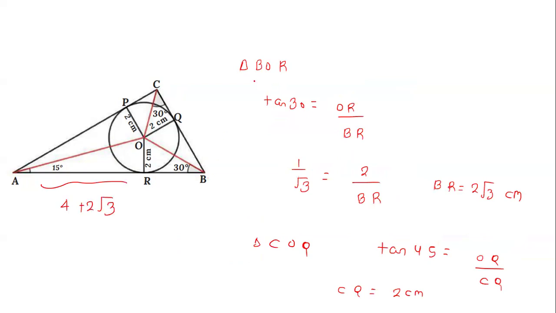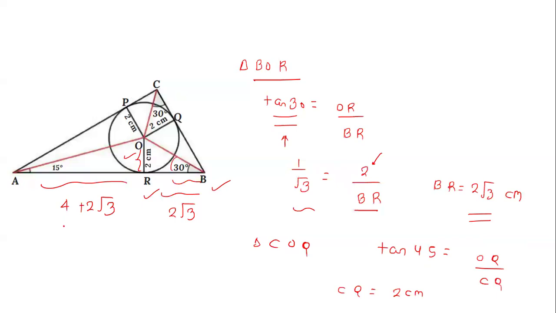Now let's talk about the triangle BOR. This is B, this is O, this is R. We know this angle is 30. So tan 30 is equal to OR divided by BR. We know OR is equal to 2. Tan 30 we know is 1 by root 3. So BR we can find, it is 2 root 3. So now we also know this BR is equal to 2 root 3.